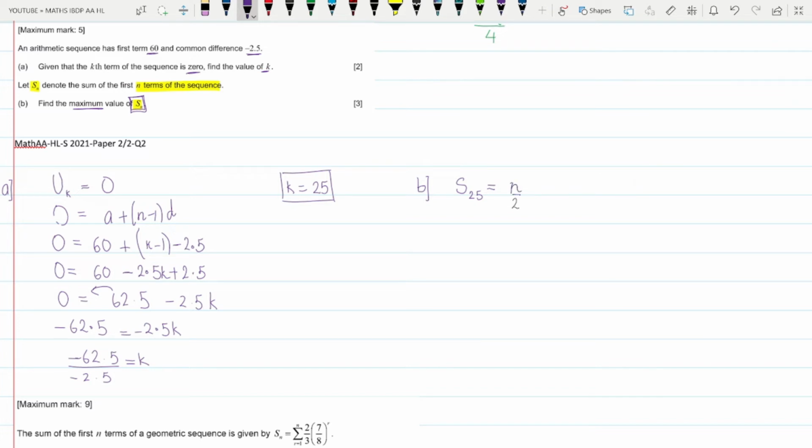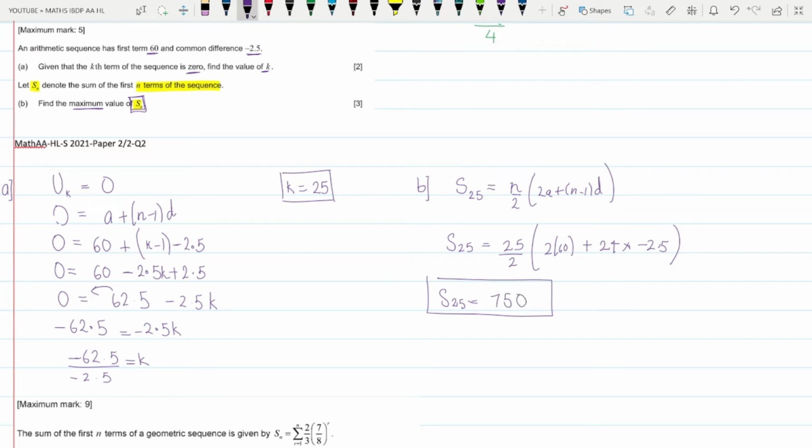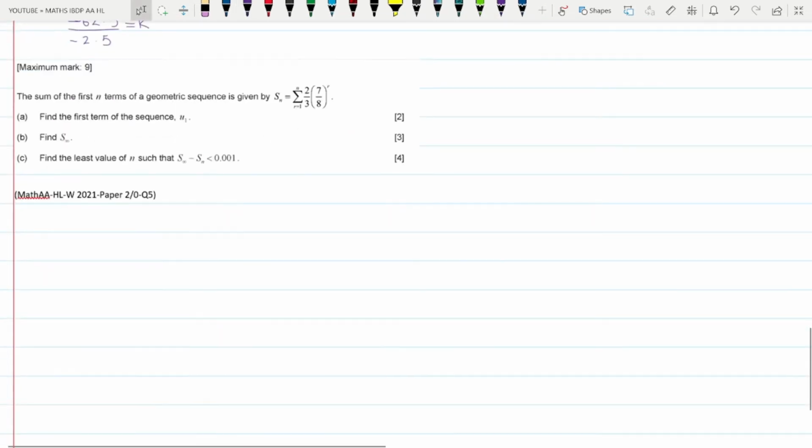n upon 2 times (2a plus (n minus 1) times d). So S25 is 25 upon 2 times (2 times 60 plus (25 minus 1) which is 24, times the difference, which is minus 2.5). So S25 is 750. Moving on to the last question.